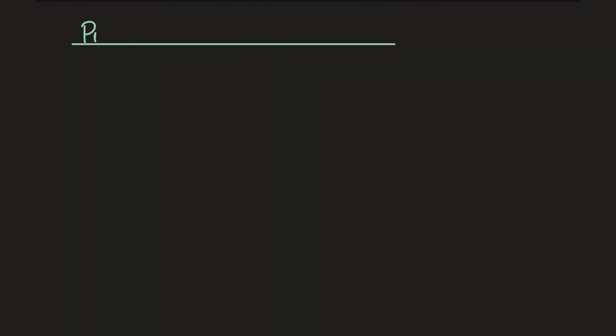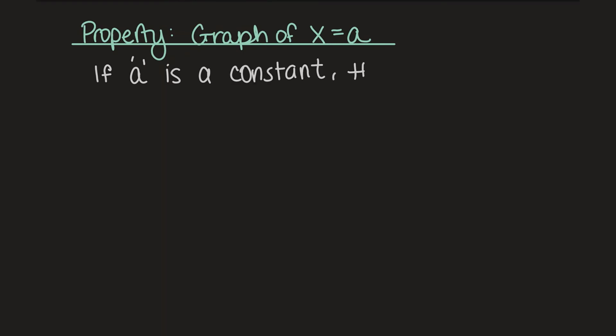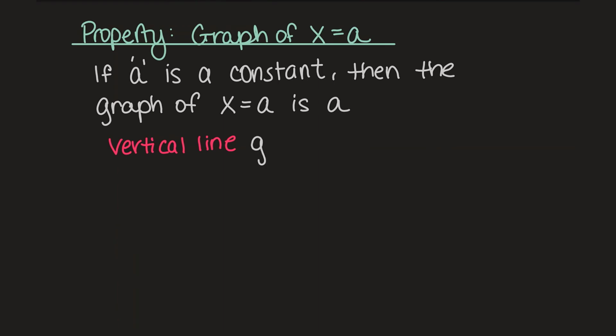Let's write down this property. If a is a constant, then the graph of x equals a is a vertical line going through the point (a, 0).